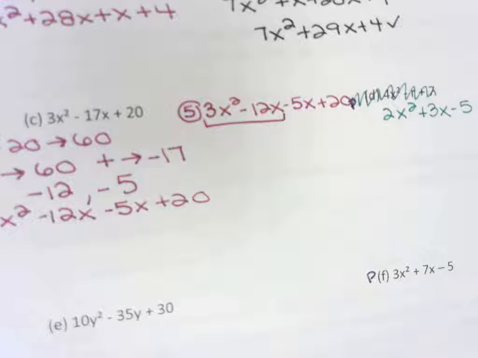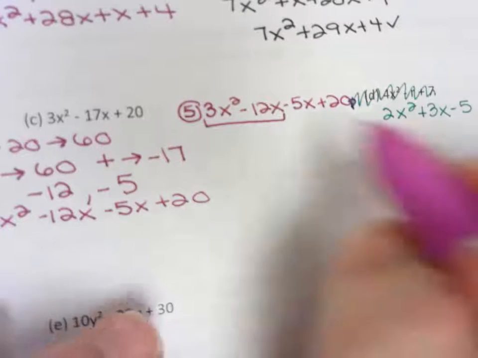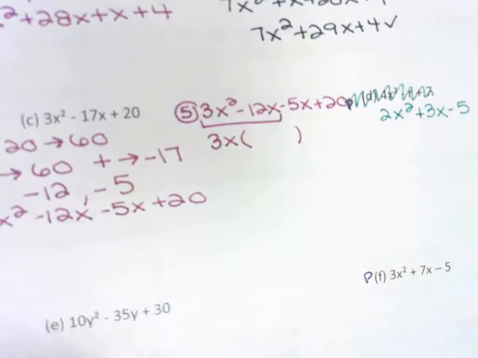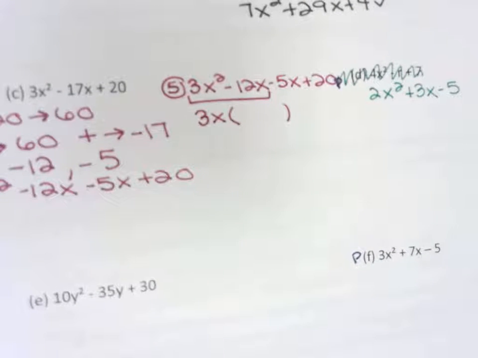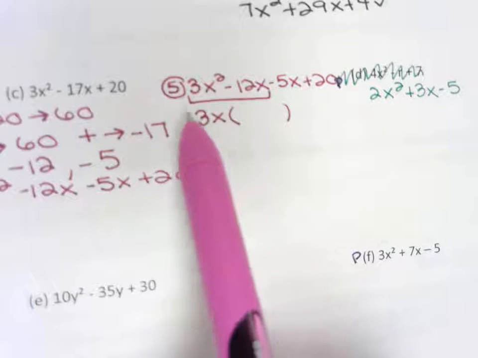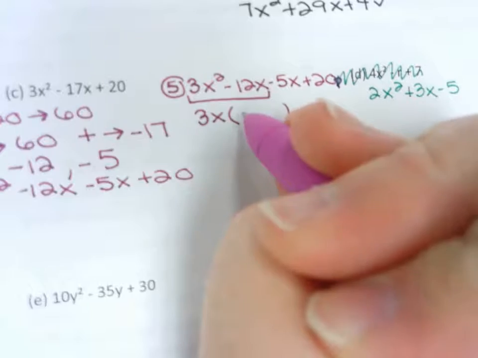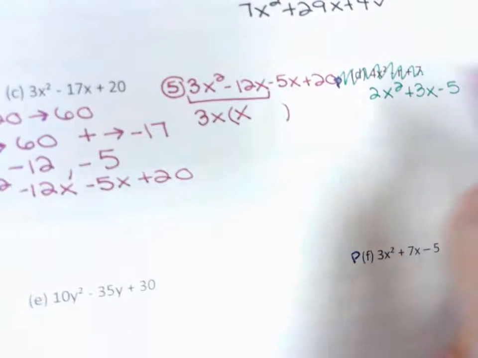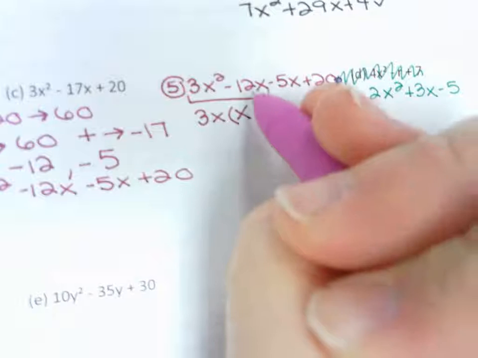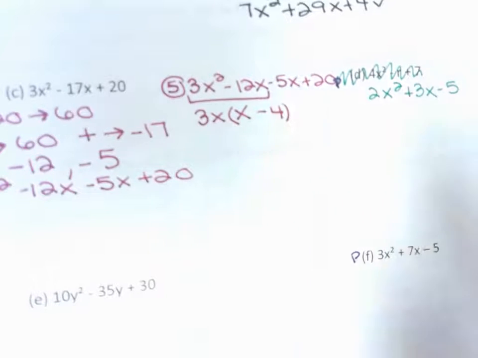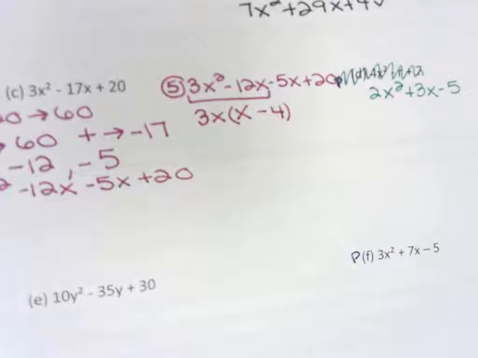So what is the GCF of 3x squared and negative 12x? What is it? 3x. So I take out a 3x. So let's see what I have left. If I started with 3x squared and took out a 3x, I'm going to have an x. Minus 3x times what gives me negative 12x? Negative 4. Okay? So it's the first two terms factored.